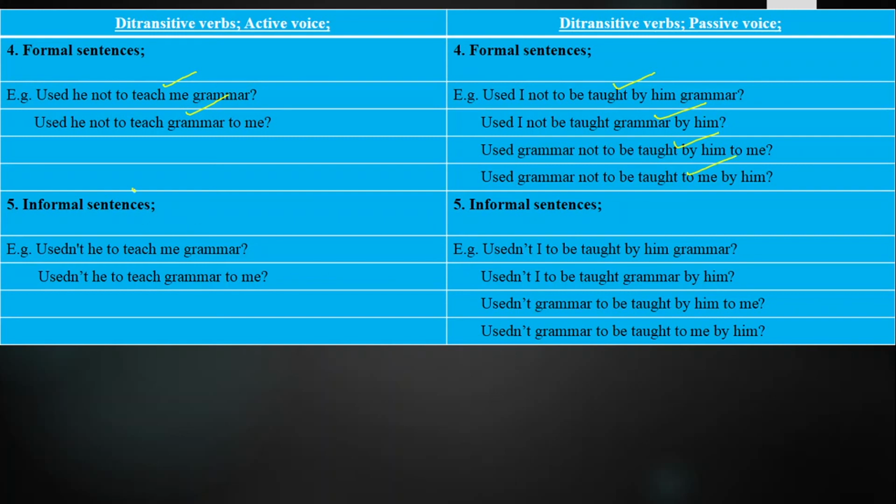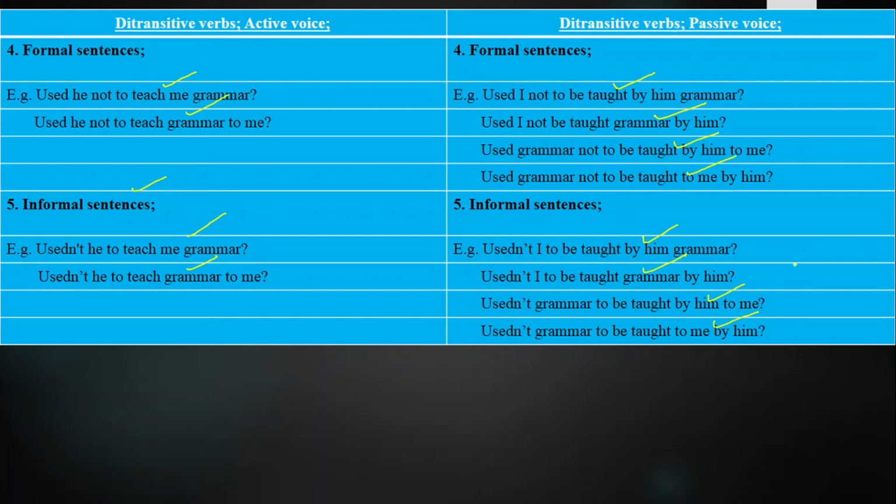Informal sentences are those sentences in which we ask a question or deny the statement in an informal way. Used not, the short form is usen't. Usen't he to teach me grammar? Usen't he to teach grammar to me? Usen't I to be taught by him grammar? Usen't I to be taught grammar by him? Usen't grammar to be taught by him to me? Usen't grammar to be taught to me by him?